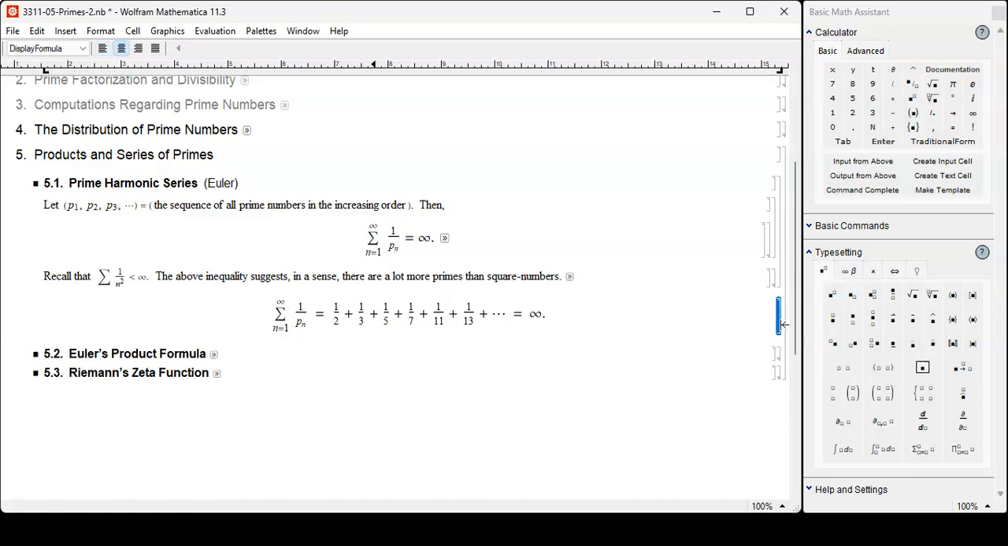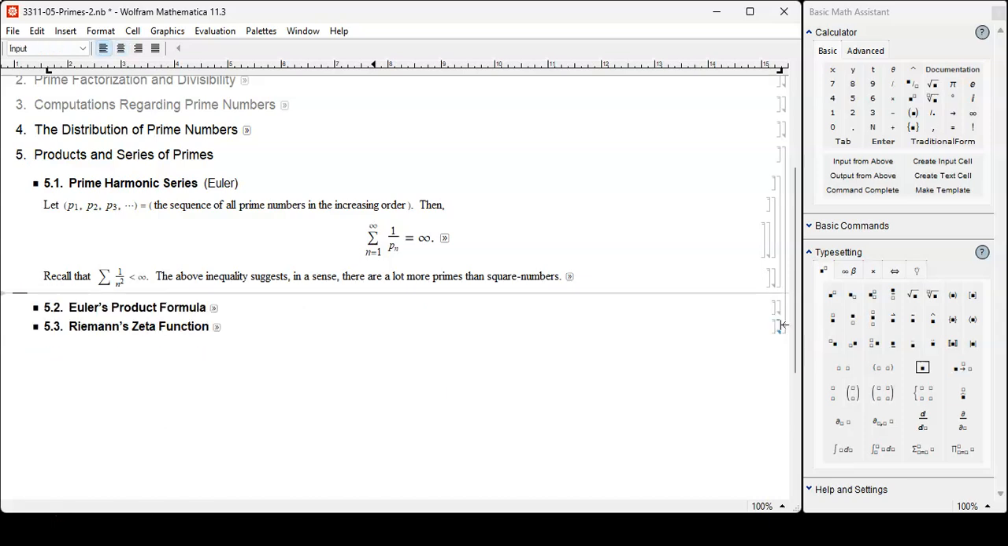But Euler lived a lot before those people. So Euler's proof is far more ingenious, and that's something we're going to study. And for example, compare this. The sum of the reciprocals of the primes goes to infinity, while the sum of the reciprocals of the squares is bounded, is finite. That means this inequality and that equality suggest, in a sense, that there are a lot more primes than square numbers.